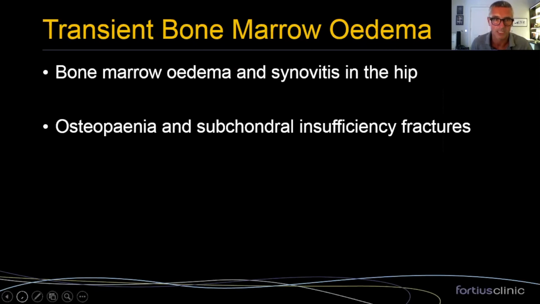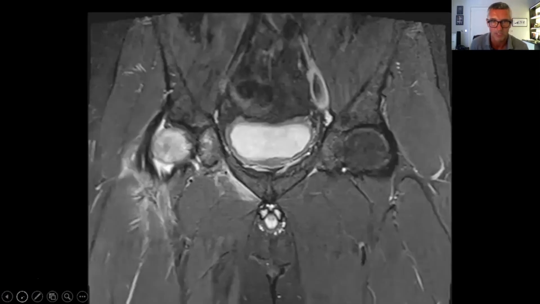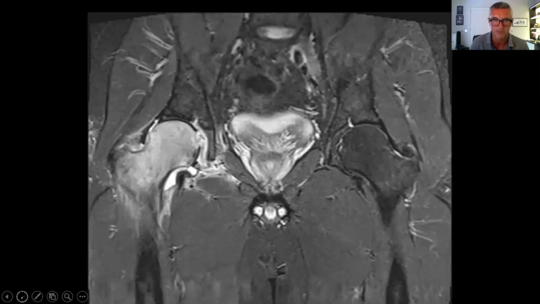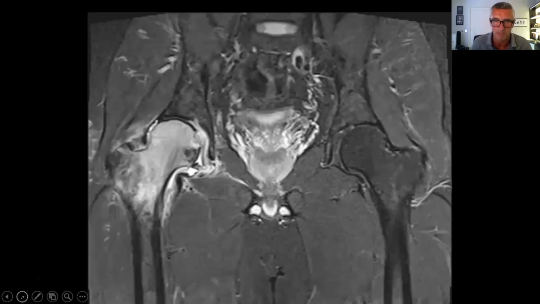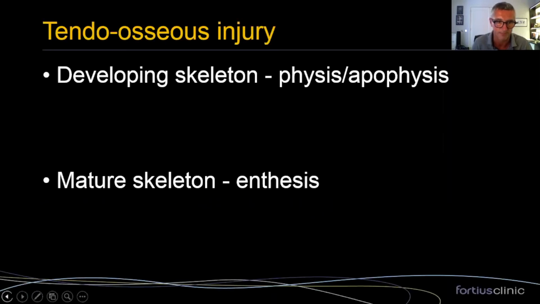Okay, so the next thing is just to talk about transient bone marrow edema. Again, it says here young males following sports injury, but it's way more common in middle-aged females. So usually resolves spontaneously. Sometimes the rheumatologists will get involved. And this is a typical sort of picture, diffusely bright hip. This is a fluid-sensitive sequence. This is bone marrow edema throughout. They often get synovitis and an effusion within the joint.